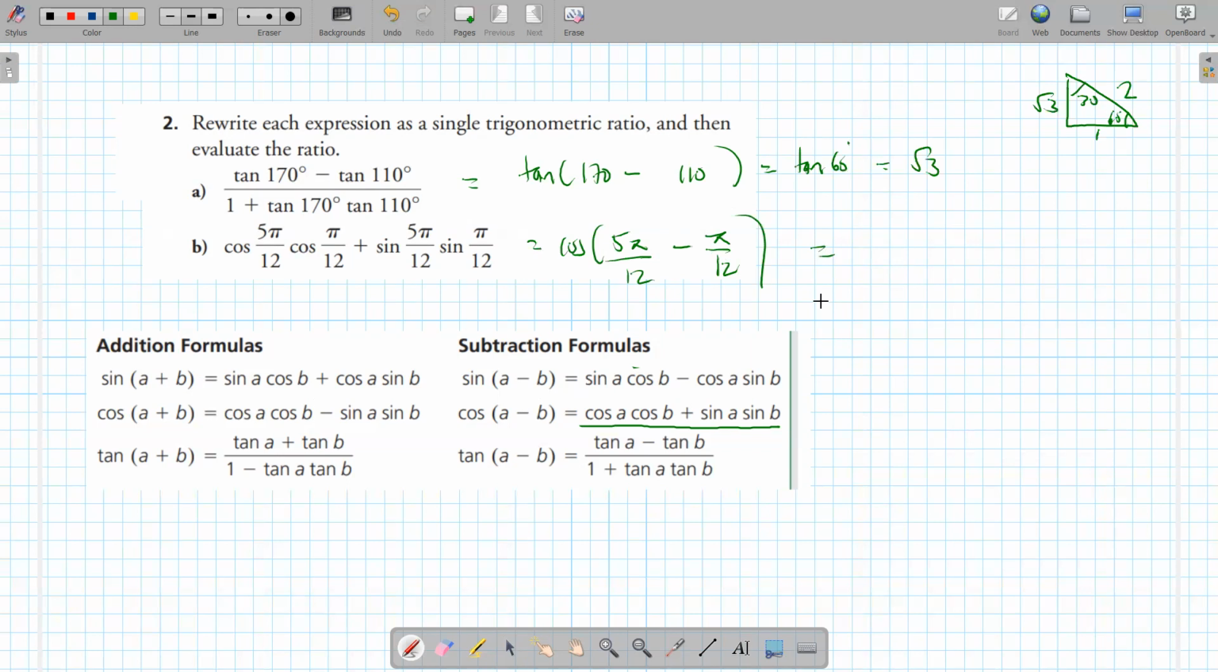What's 5 pi over 12 minus pi over 12? It's 4 pi over 12, which is pi over 3, yeah? Pi over 3 is 60. Look at this triangle. What's cosine of pi over 3? It's 60 degrees. So what's the ratio? 1/2. 1/2 is right. And you are done. Easy.